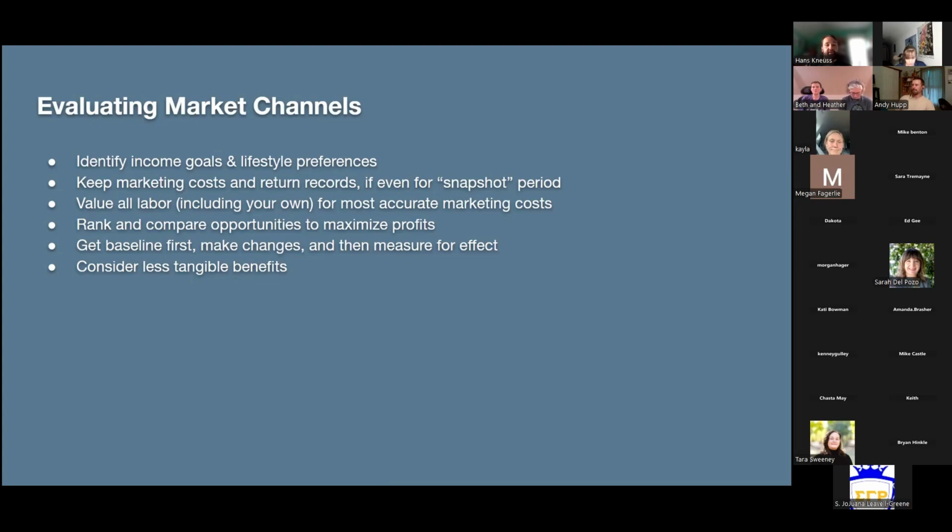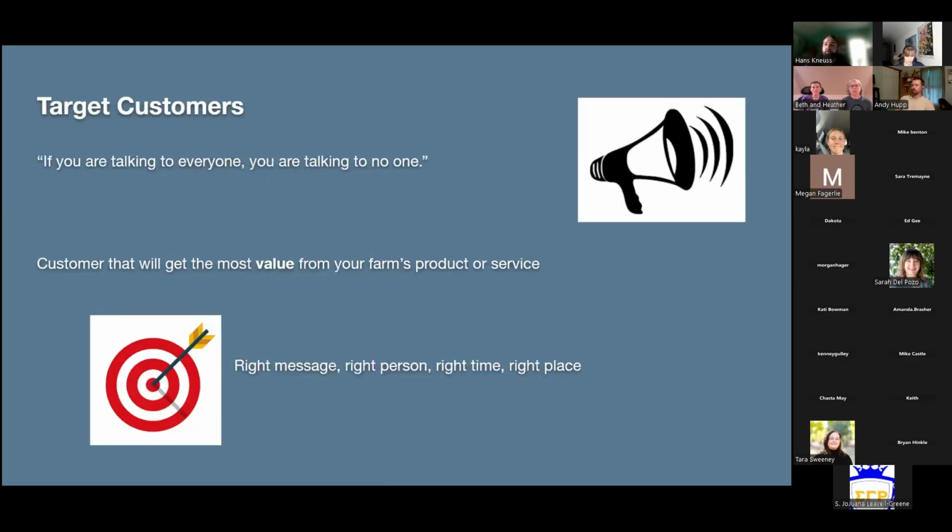And then on the opposite side of that, maybe there are less tangible benefits. Maybe you do like being part of a certain community, or you want to be supporting a grocer that's small and just starting out, so maybe that'll turn into something larger in the future. Some of those less tangible things can also be good to consider. So now we're going to talk a little bit about your target customers.